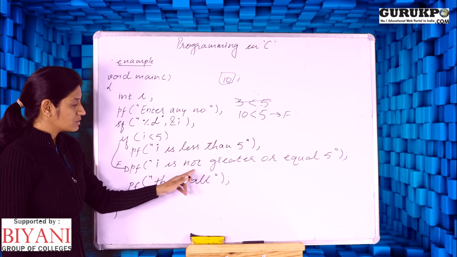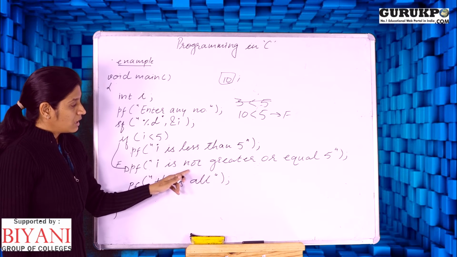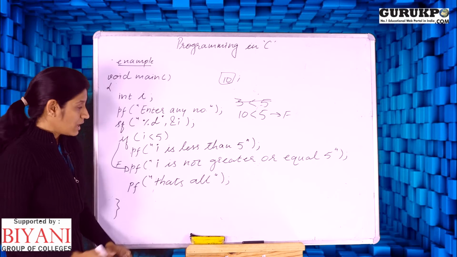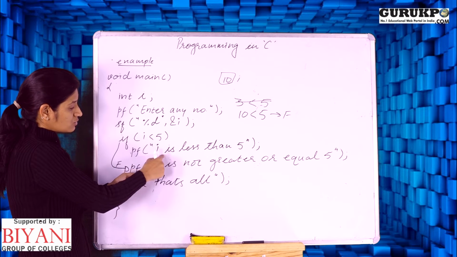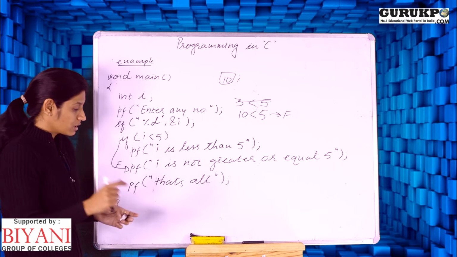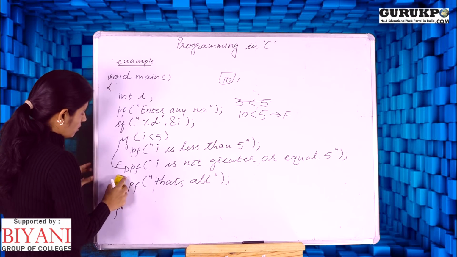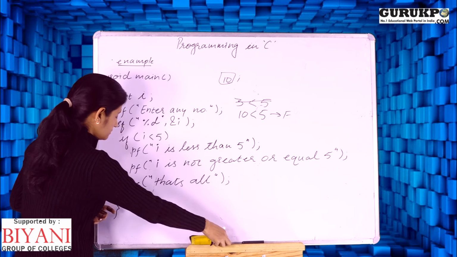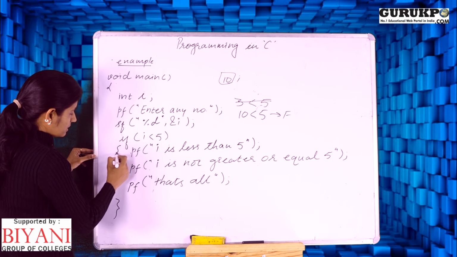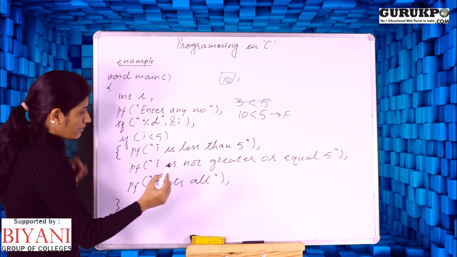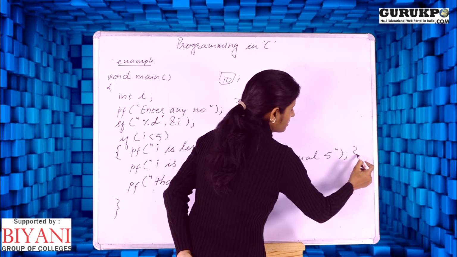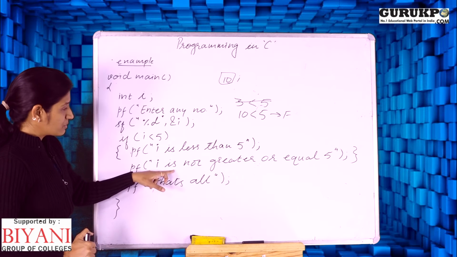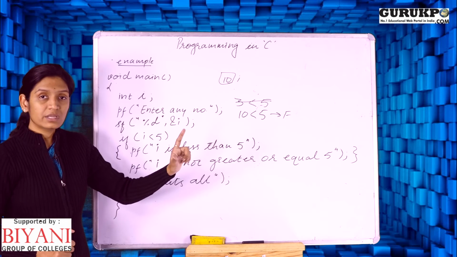That's all. But this is not true. I is greater than 5. I want to combine these two statements into a single block. So I will create a block by curly braces. I will put curly braces around the statements which I want to include in the block. So these two statements I have included in a single block.